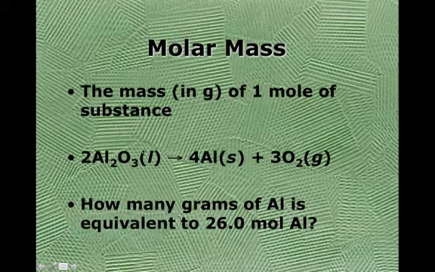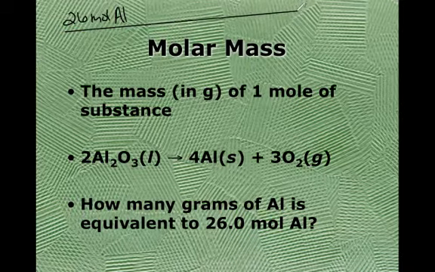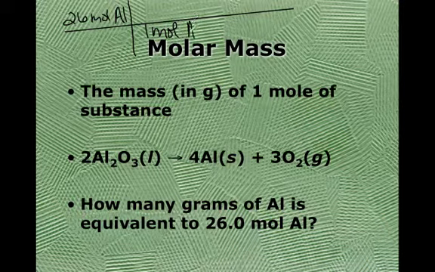Right. 2 times aluminum plus 3 times oxygen. And that's always the mass of 1 mole of substance, the mass in grams. So if I have 26 moles of aluminum, which really is the answer from our last slide, right? We would have 1 mole of aluminum on the bottom and then 26.98 grams of aluminum on top.